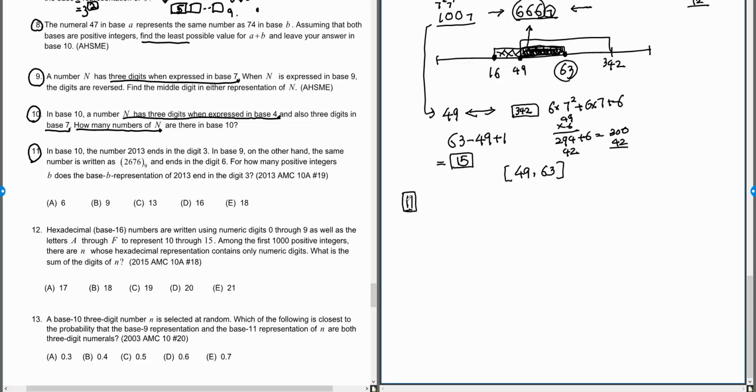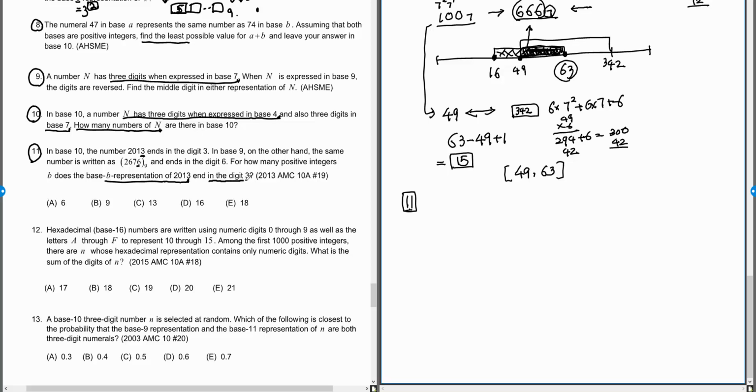In base number 10, the number 2013 ends in the digit 3. Okay? Yes, 2013, we know that, the last digit is 3. And in base number 9, on the other hand, the same number is written with a last digit of 6. That's fine. Okay? For how many positive integers b does the base-b representation of 2013 end with the digit 3?